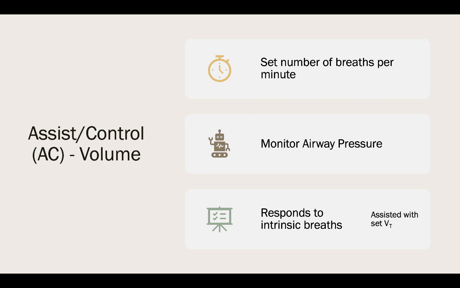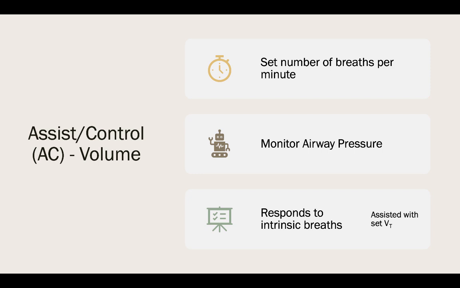So what we have to do is monitor airway pressure here. Things could go wonky with airway pressures. Your vent is delivering a set volume per breath and a set number of breaths per minute. Again, this assist control will respond to intrinsic breaths. If your patient initiates a breath, maybe even a little guppy breath in, the vent is going to kick in under this mode and deliver a breath at that set tidal volume, that set VT.